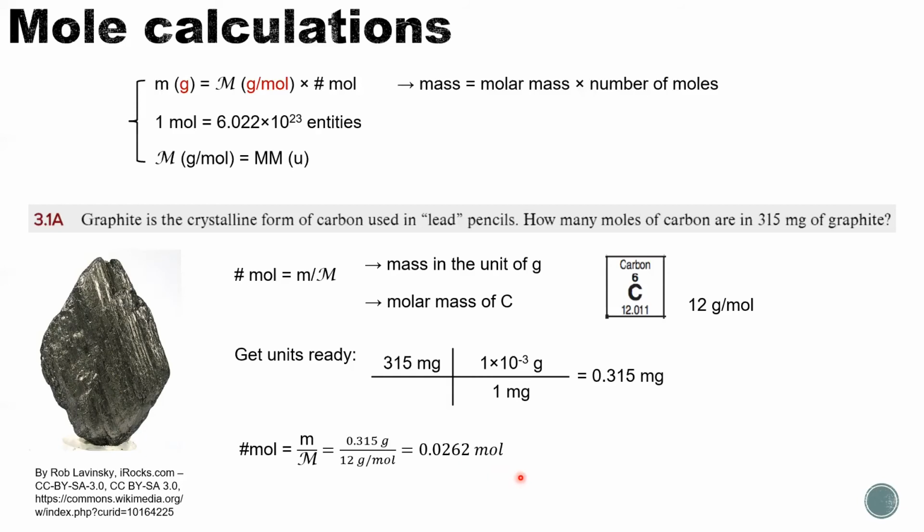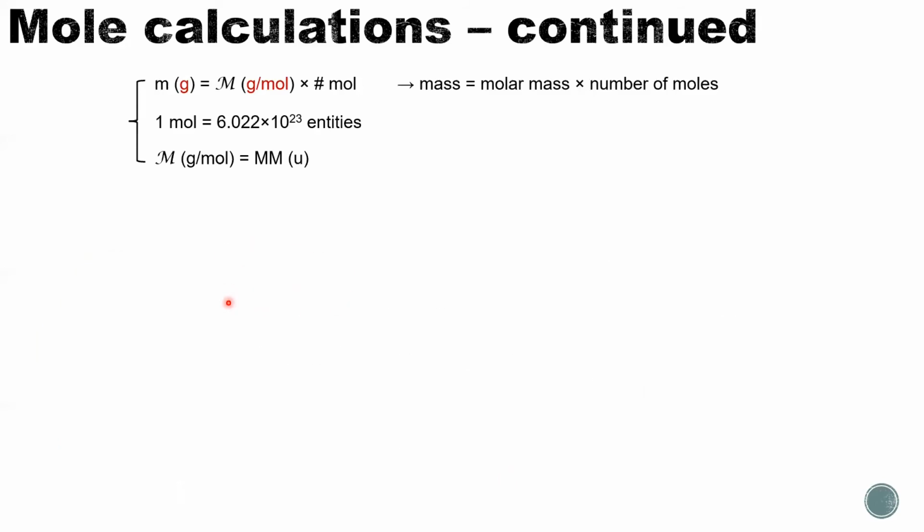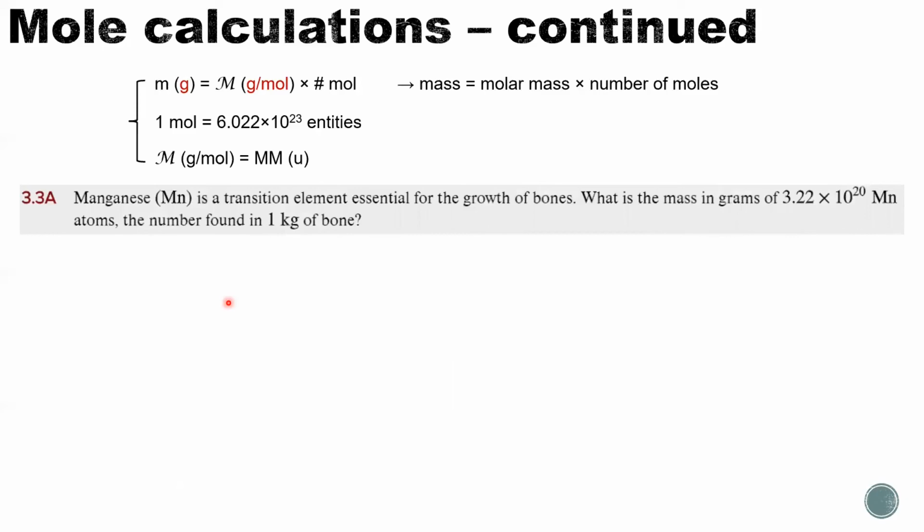All right, so this is the direct application of this equation. Let's take another example. Manganese is a transition element essential for the growth of bones. What is the mass in grams of 3.22 times 10 to the 20 manganese atoms, the number found in 1 kilogram of bone?